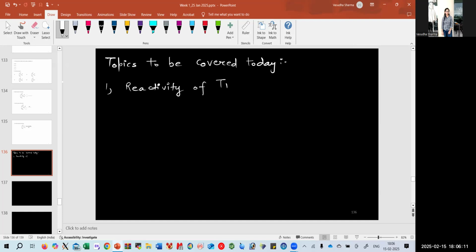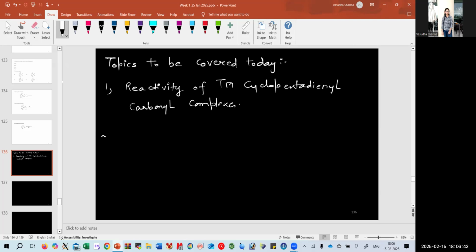Reactivity of transition metal (TM) cyclopentadienyl carbonyl complexes, meaning that besides CP, we will be having carbonyl ligands as well. It's just not the sandwich compound. Besides the CP group, we have other ligands also. So we'll be looking into the reactivity of those systems.